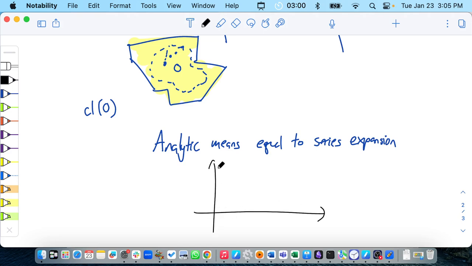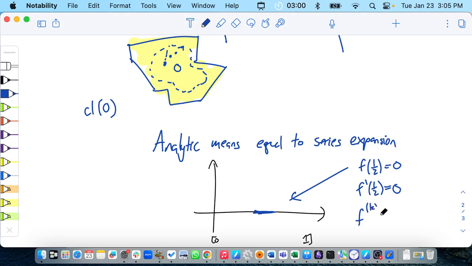So let me draw the axes. So 0 and 1 are over here. And there's some function that is very flat. So around a half, it's perfectly flat. And by flat, I mean not only is f of a half equal to 0, and not only is the derivative equal to 0, which is normally what people think of as flat, like a quadratic function would be flat at 0. But this function has the property that all of its derivatives are equal to 0. So it's infinitely flat here, and then maybe it does something weird like that. In fact, I can tell you a formula for one: e to the minus 1 over (x minus a half) squared. So there are functions that are flat and continuous, but not analytic.